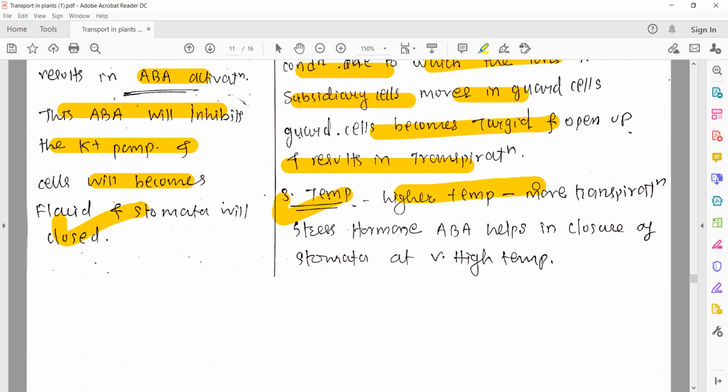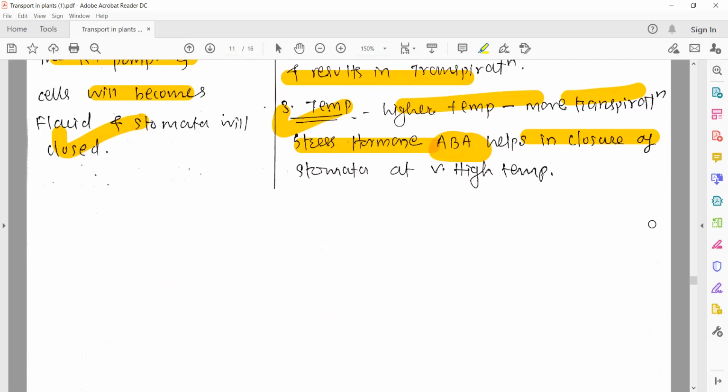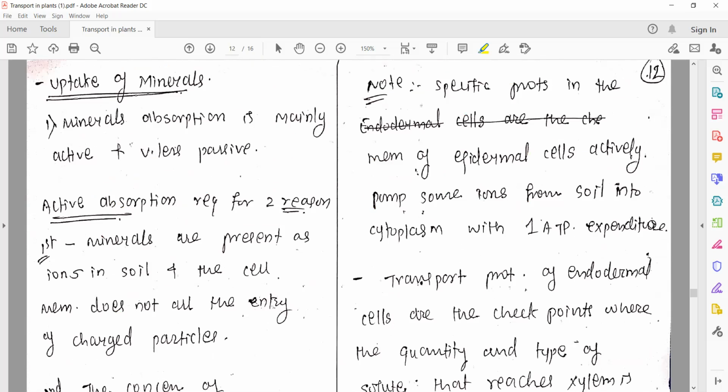Temperature: the higher the temperature, the more transpiration. A stress hormone gets activated if there is a high temperature, and this ABA is going to close the stomata so that excess transpiration will be avoided, so that the plant can store the water. So these are the three normal factors seen here.